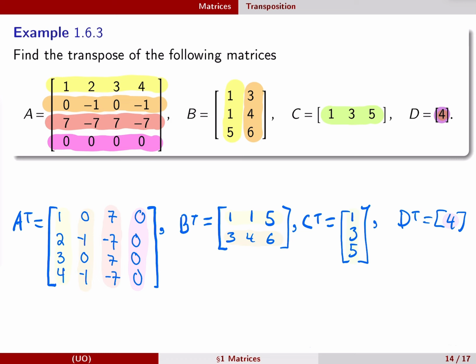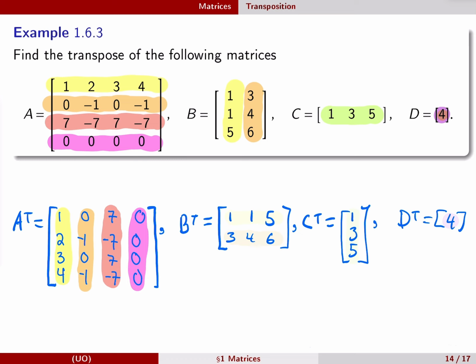So for A transpose, the first row becomes the first column. So 1, 2, 3, 4 is now the first column of A transpose. 0, -1, 0, -1 is now the second column of A transpose. 7, -7, 7, -7 is the third column. And then the last row, full of zeros, is now the last column of matrix A transpose.